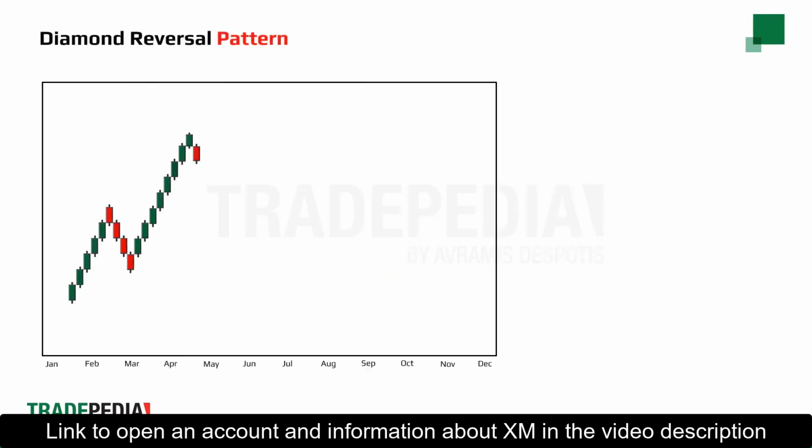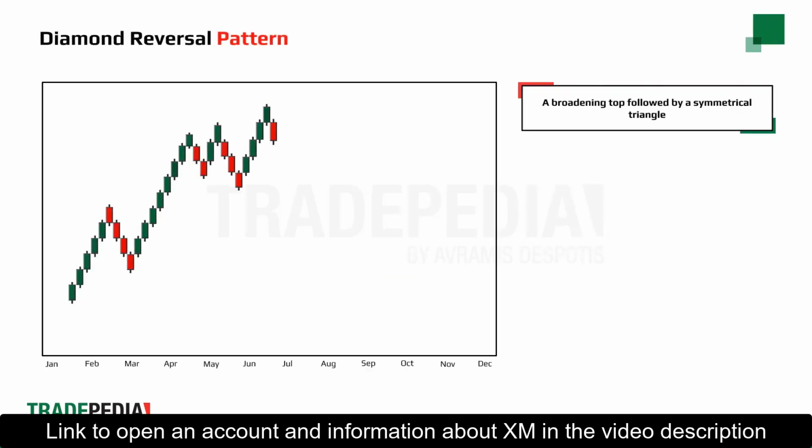Another reversal pattern is the diamond reversal. Think of a diamond as back-to-back symmetrical triangles, a broadening top followed by a symmetrical triangle, or a complex head and shoulders top. As prices climb, they form higher peaks and lower troughs until the process reverses and the range narrows. Do not expect your diamond to be always perfectly symmetrical or diamond-shaped.